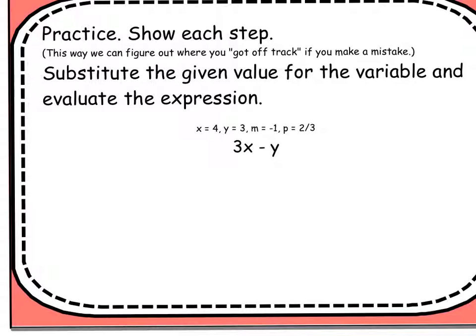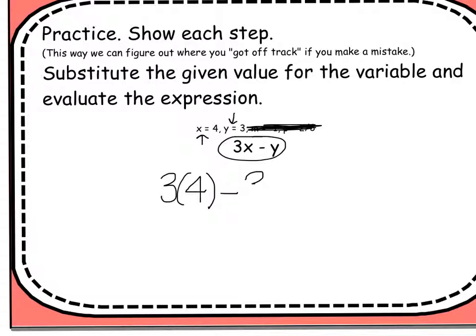The next step is asking us to substitute the given value for the variable and evaluate the expression. So you'll notice we have 4 different variables listed, but we're only using 2 of them. So I'm just going to cross off the m and the p right now because we don't need them. So now instead of writing 3x minus y, I'm going to write 3 parentheses, the x is 4, which tells me right here, minus our y is 3. So instead of y, I'm going to plug in a 3.